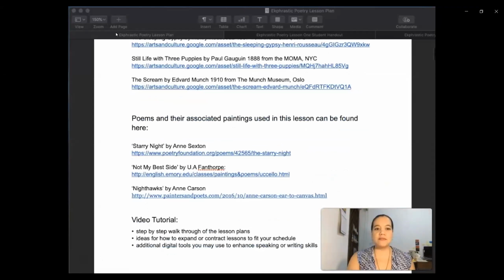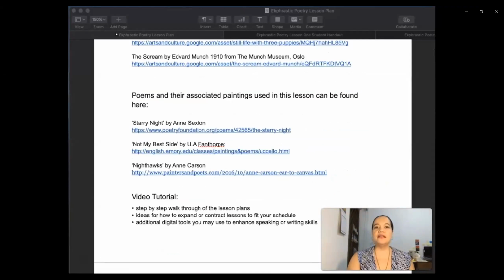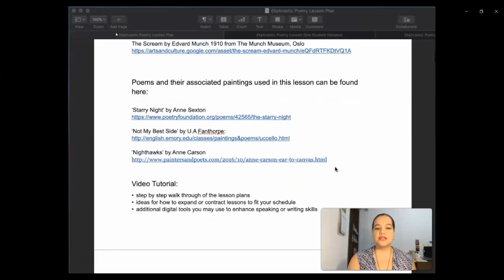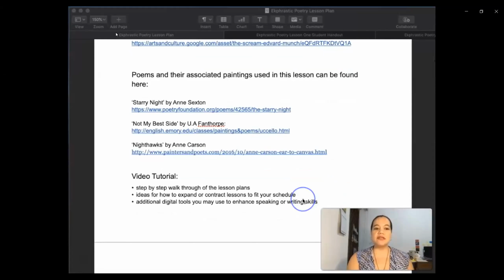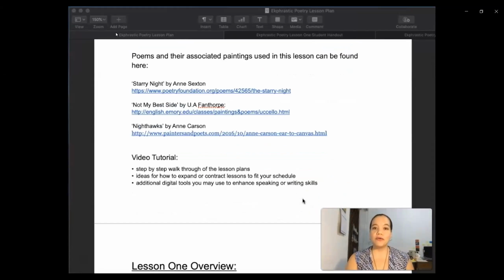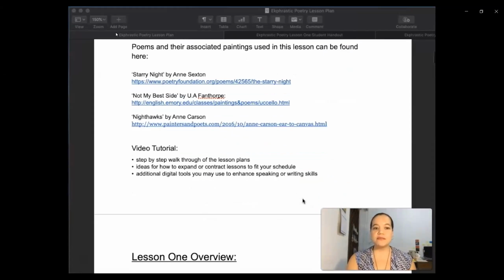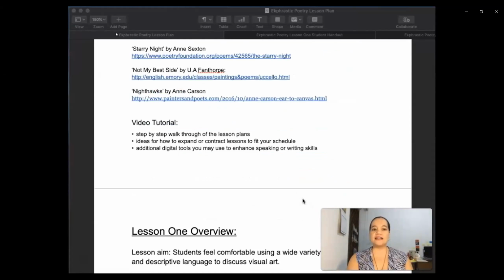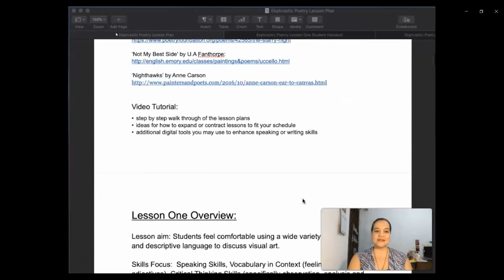All right, so those are some paintings that we use in the first lesson, and then the poems that we use in lesson 2 are linked here. So this is just the overview. And again, for this video tutorial, we'll be doing a step-by-step walkthrough of each lesson plan, and I'll be giving you ideas for how to expand or contract your lessons.